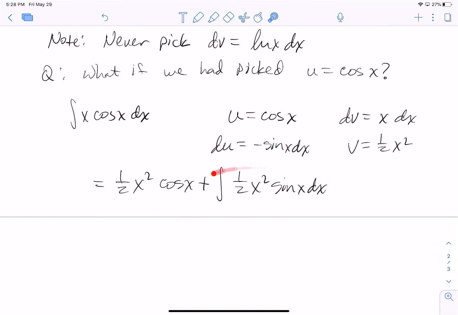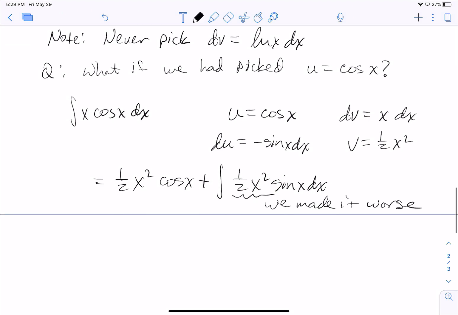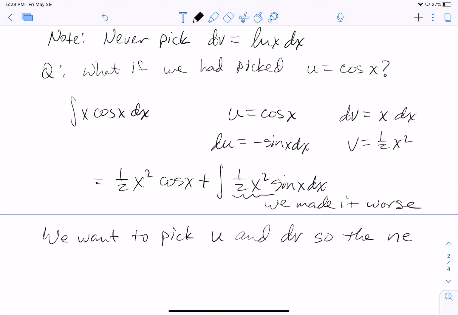Now, we still have this integral on the right-hand side, but if we compare it with what we started out with on the left-hand side, we had the integral of x times the cosine of x dx. Now we have a product plus the integral of 1/2 x squared times the sine of x dx. This is now a more complicated integrand. We've made it worse. In general, we want to pick u and dv so that the new integral is not more complicated. There may be exceptions, but this should be a guiding principle that we use in identifying u and dv.